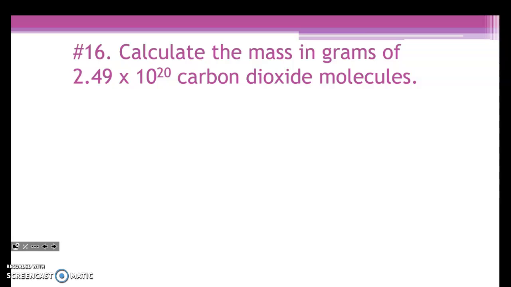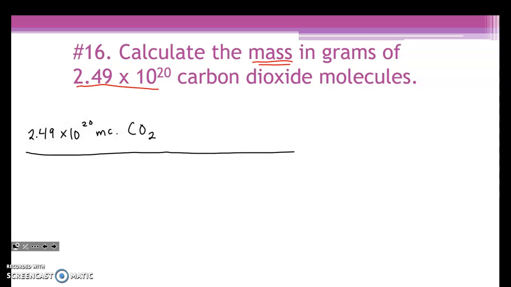Number 16, calculate the mass in grams of 2.49 times 10 to the 20th carbon dioxide molecules. I'm looking for mass, so I'm going to have to use a molar mass most likely. Here's how many molecules I'm starting with. 2.49 times 10 to the 20th molecules, MC, of carbon dioxide, CO2. Some formulas we're not going to give you. CO2 may not be one that we give you because it's so common, but if it's something like sodium sulfide, we would provide that to you. In Unit 6, we're going to learn how to actually write and name compounds.